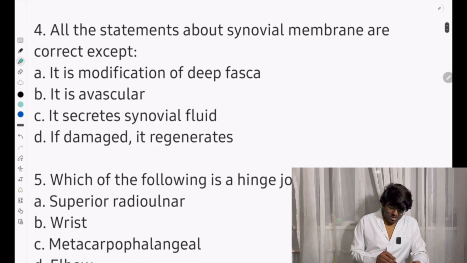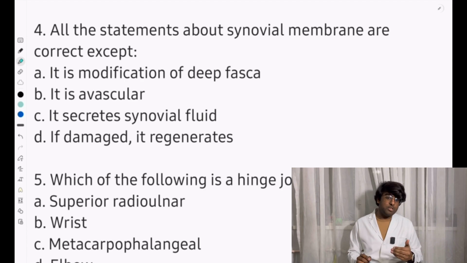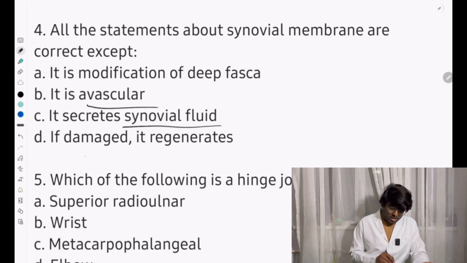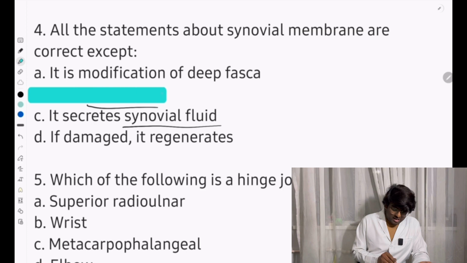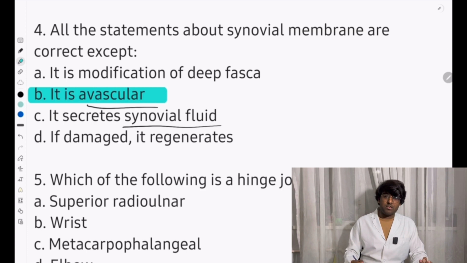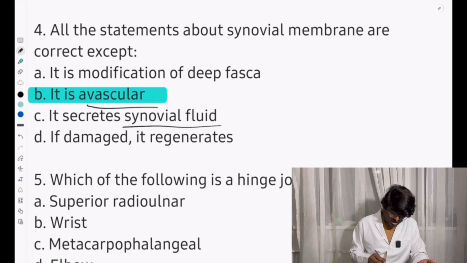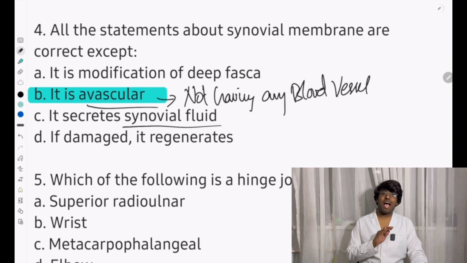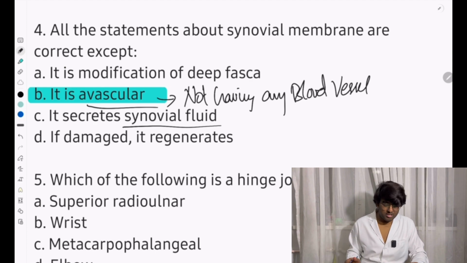Then the fourth question: all statements about synovial membrane are correct except. They have given 'except', so you have to find the exception among the options. Modification of deep fascia, it is avascular, it secretes synovial fluid, if damaged it will regenerate. The answer will be that it is avascular. Avascular means they do not have any blood vessels, which means blood vessels are absent there.